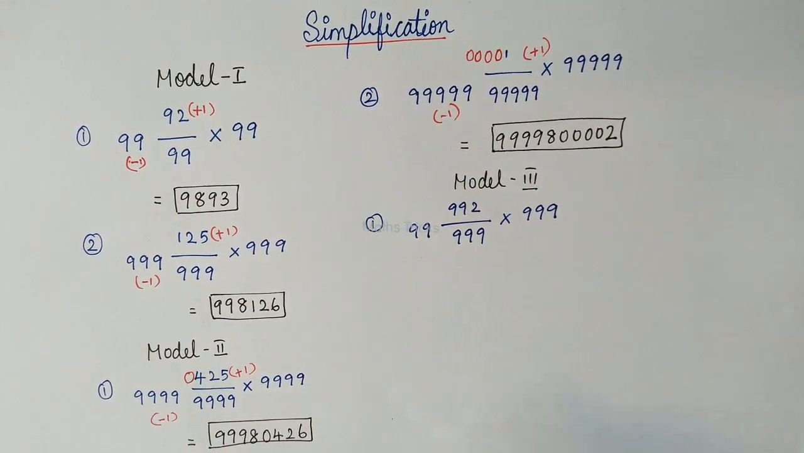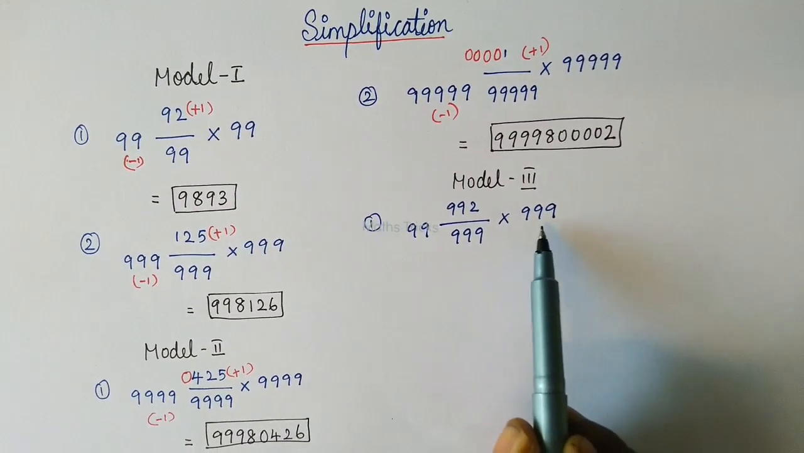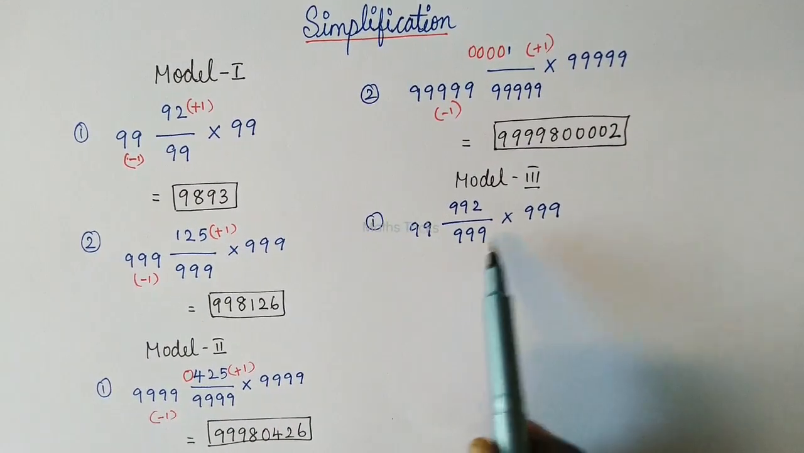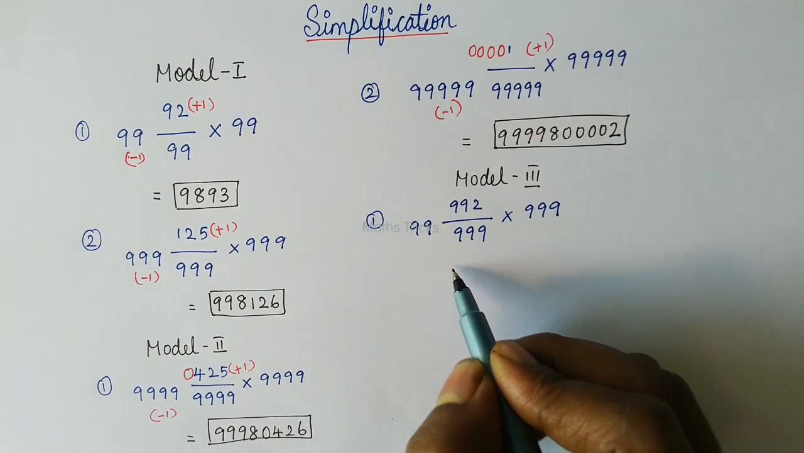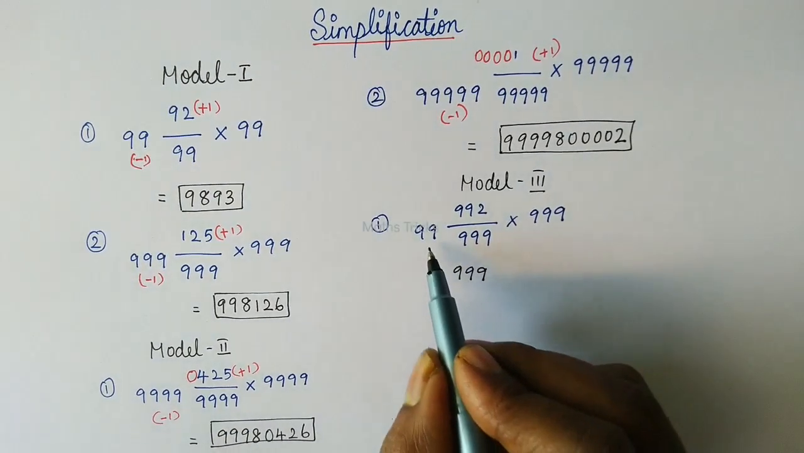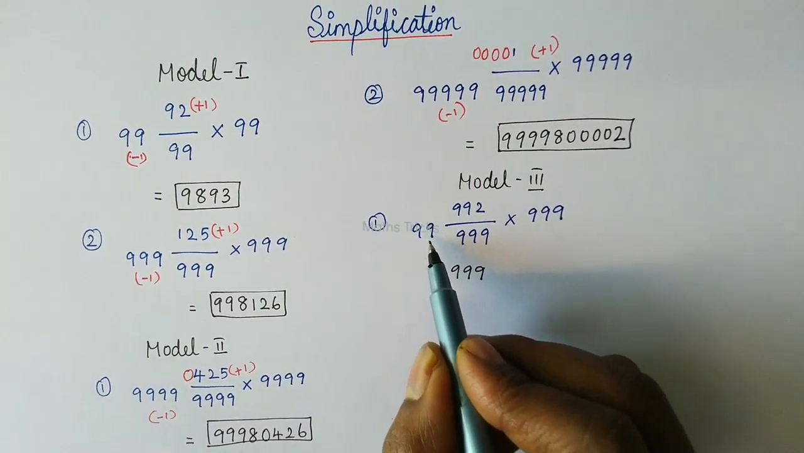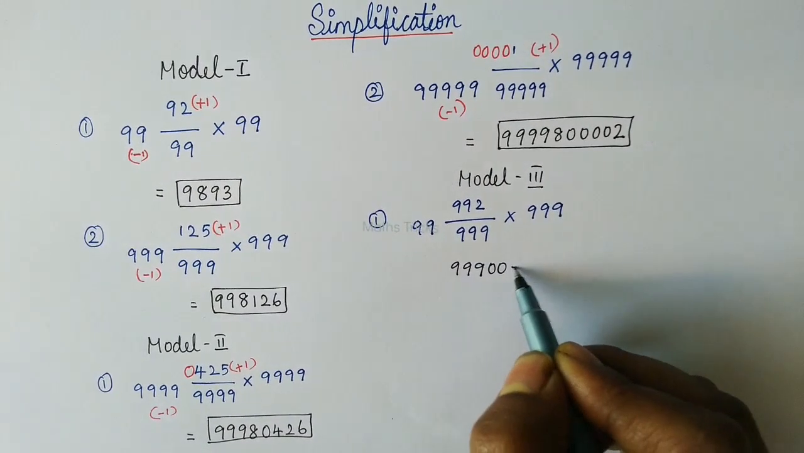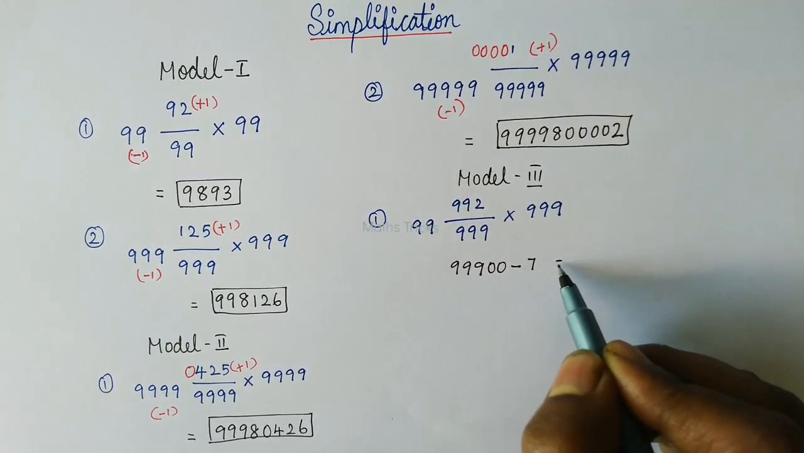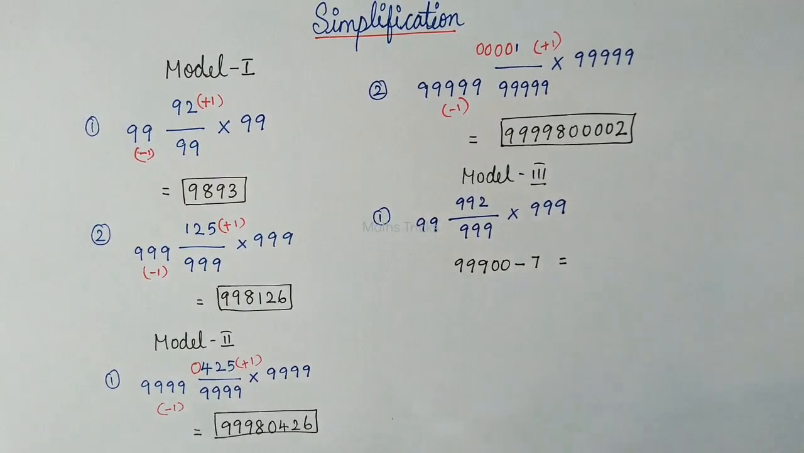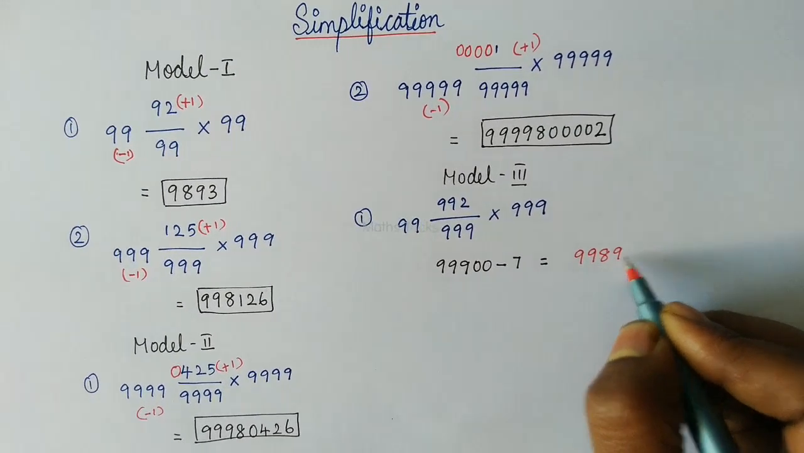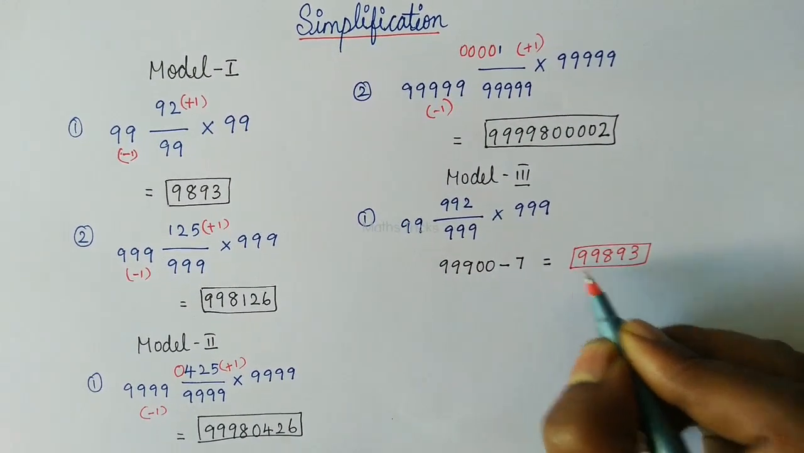Here the trick we're going to use is, we have to see here 2 digits, here 3 digits. Here the 3 digits are in the same condition. So we have to write these 3 digits in the same condition, 999 here. Here we have 2 nines, so we have to put 2 zeros. The next step is we have to see the difference here. 992 minus 999 is 7. So we write 7 as the difference. Now the final answer, we have to do the subtraction here. So finally we got the answer as 99893. This is the perfect answer.